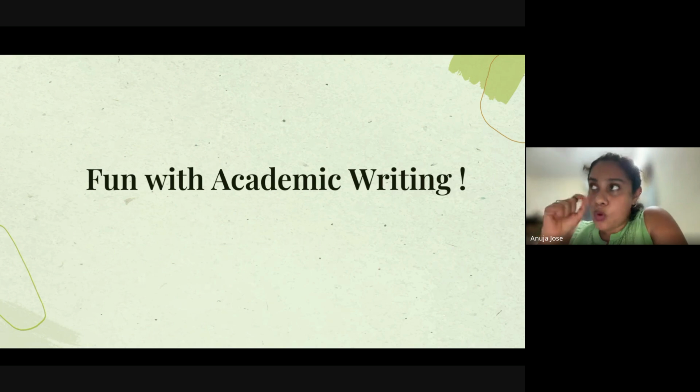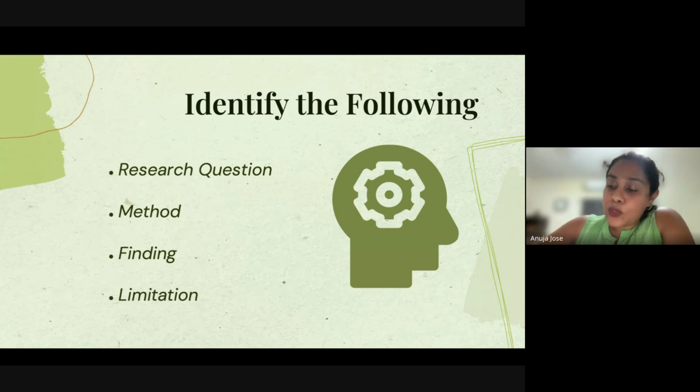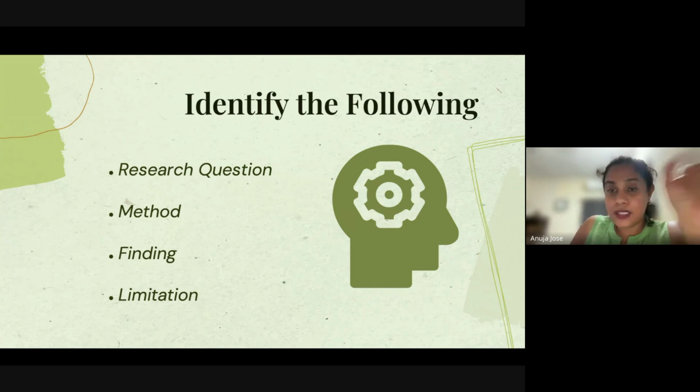Next is what method. What method did he have in his mind? What is the method that he used to conduct his experiment? What was the finding? What was the limitation? It should not be 3 or 4 sentences long. I don't want paragraphs and paragraphs. Just one single sentence. In one single sentence, it should reflect what the research question was, what the method was, what the finding was, and what the limitation was. Got it? That's the task.